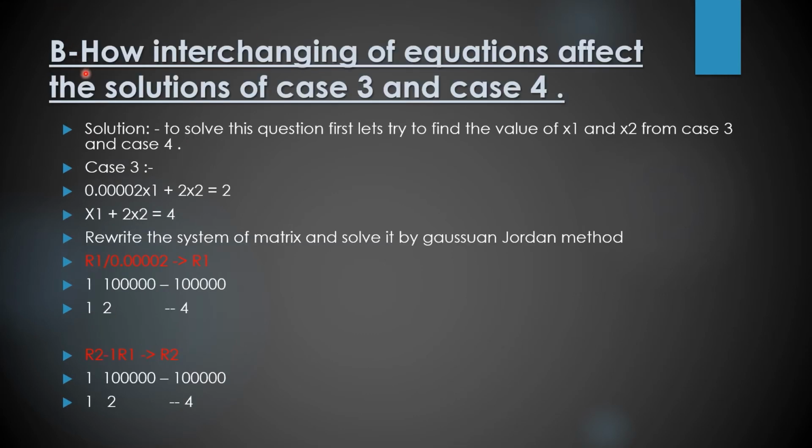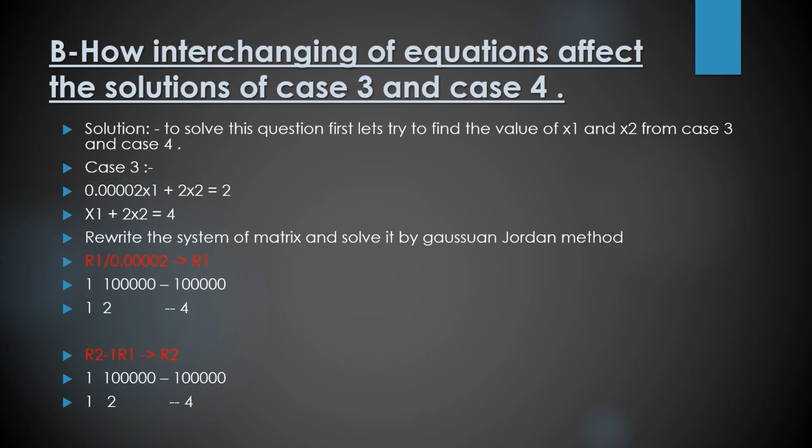Now in part B we have to interchange the equations and then see what the effect of that is on the solution. For that we have taken the third and fourth cases, and we have to apply the row operations here also to calculate the values of x1 and x2. After calculating, we have to compare whether there is any change from the previous values, basically whether there is any change after changing the equations or not.